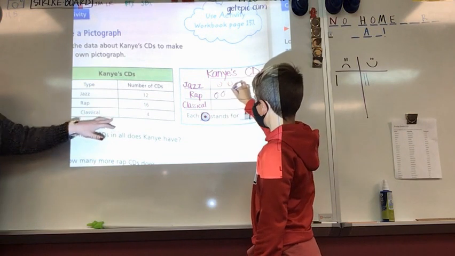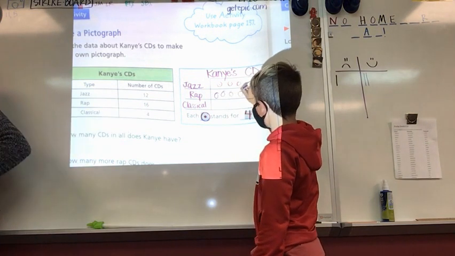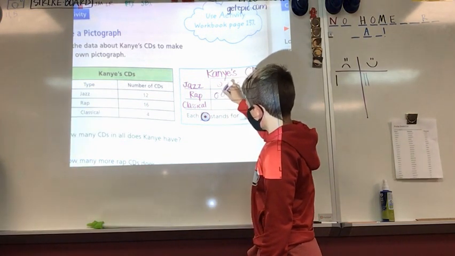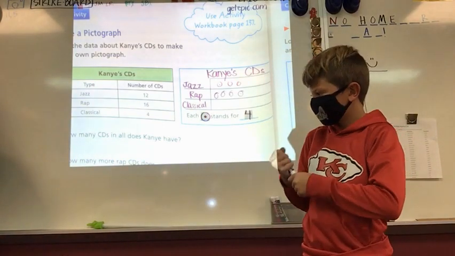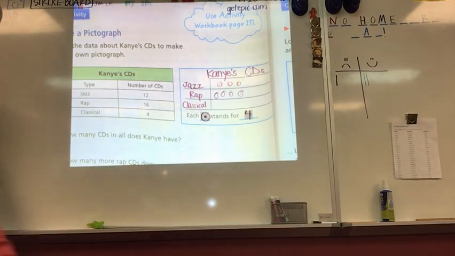My last one is classical. While he's drawing that, who can think how many discs I would need to draw to represent 4 classical CDs? 4 divided by 4. Think. Rylan? 1. Just 1. Come on up and draw for me. Good.